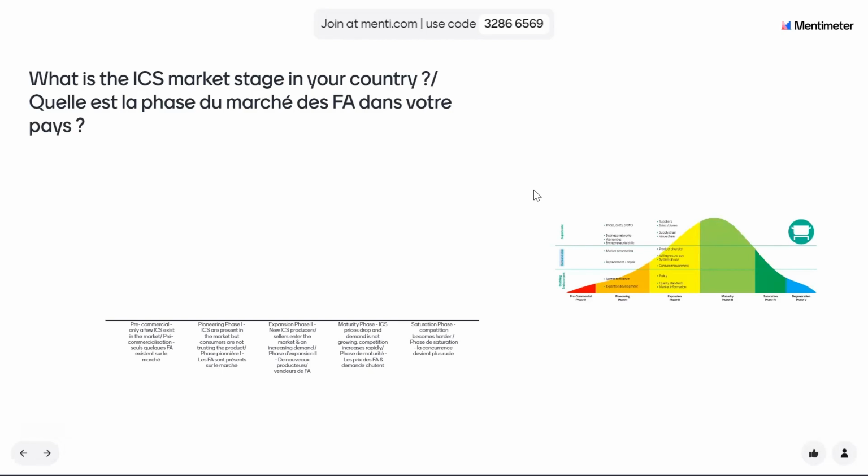Is it more in a pre-commercial stage, which means that there's only a few ICS in the market, there's not really demand, and things are really at the beginning? Are you in a pioneering phase, which is basically for our approach the perfect stage, where ICS are present, there is already a demand, but consumers are maybe not 100% trusting the process and are still in the process?